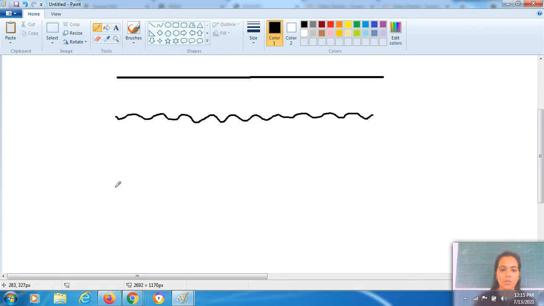Now the next one, you have to draw a zigzag line. What you have to draw? You have to draw a line like this, pointed like mountains, right? See, a zigzag line you have to draw. In this way, now it's completed.